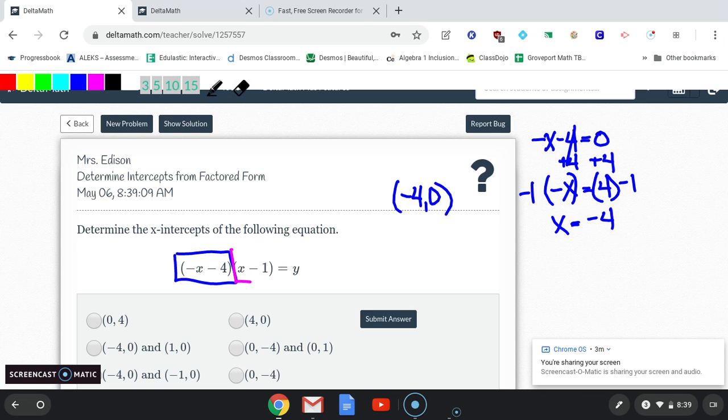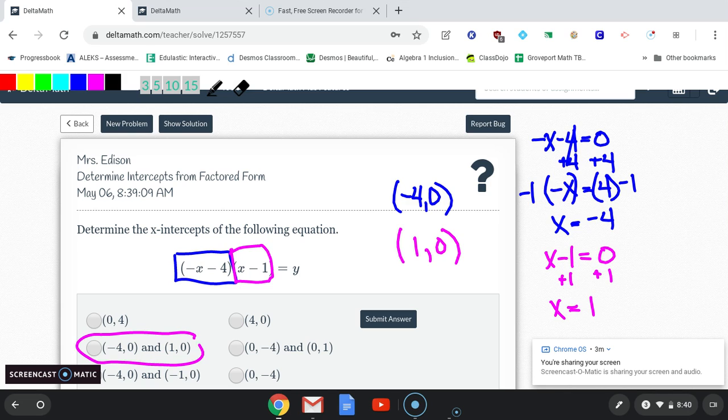Then we'll look at the second one. I'm going to take x minus 1 equals 0. Add 1 to both sides. And x equals 1. So it would be 1, 0. So that looks like that's this one. This isn't too bad. This is finding the x-intercepts or the zeros or the solutions. There's so many words for this of a factored form equation.